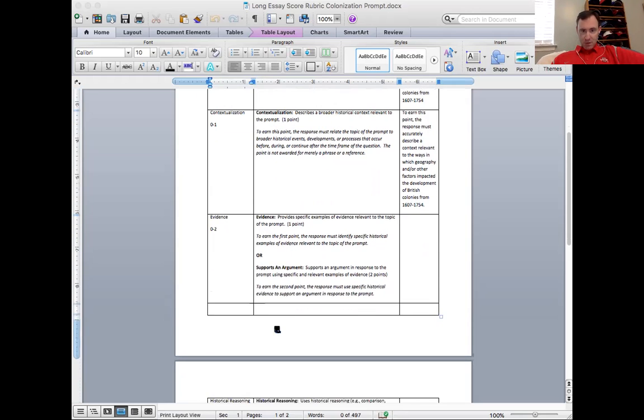Okay. You'll also notice contextualization. This should precede your thesis. What is the basic nuts and bolts, guys? They don't use that whole setting up.